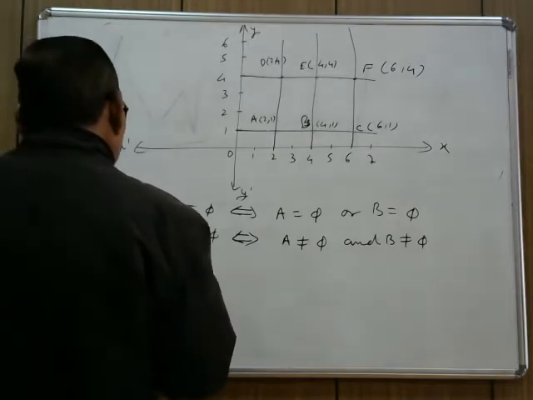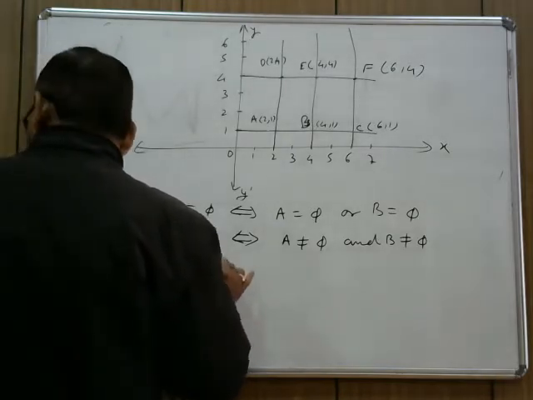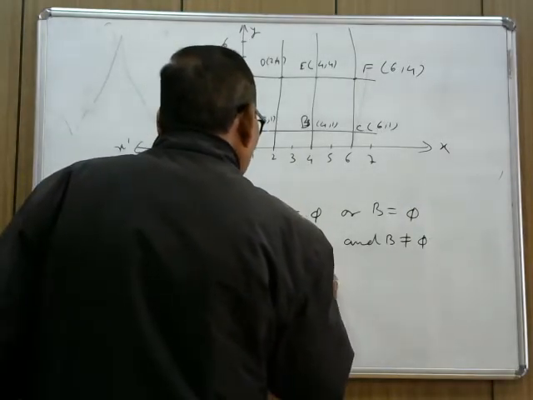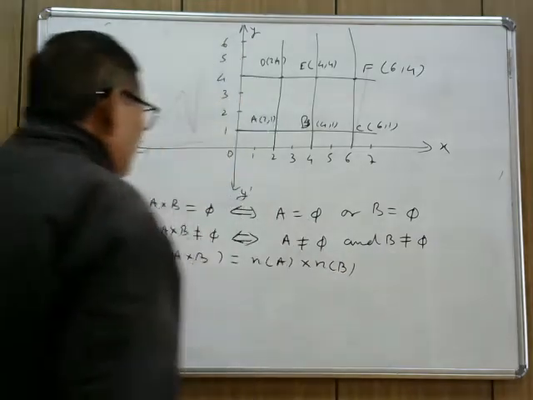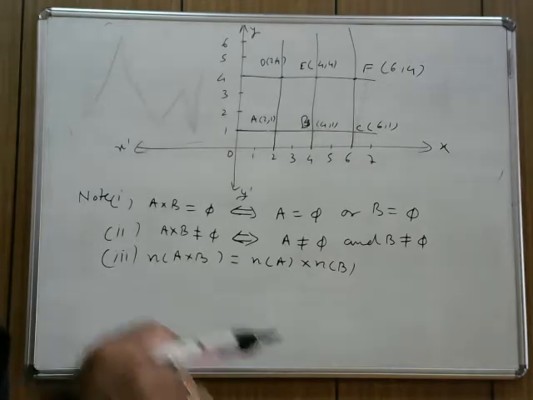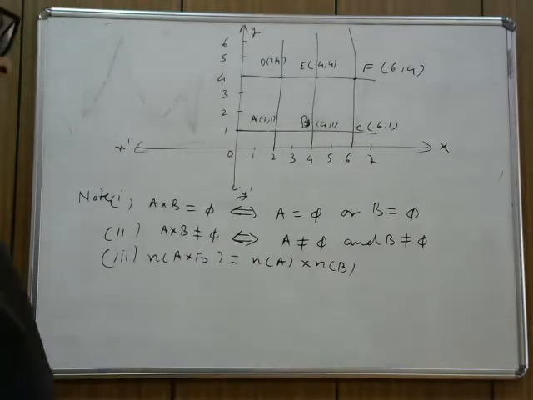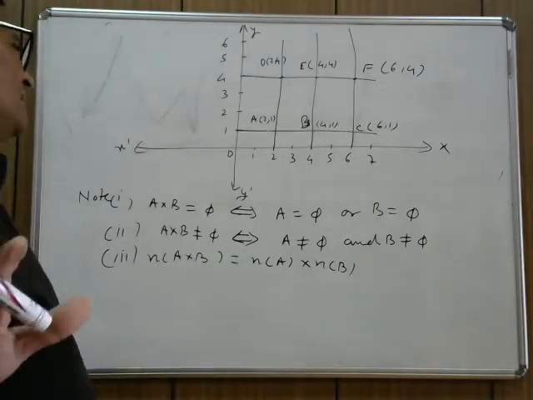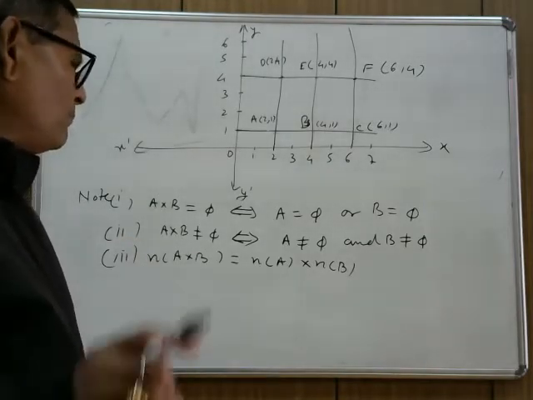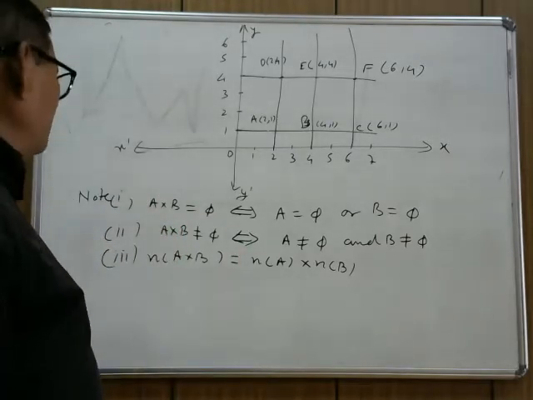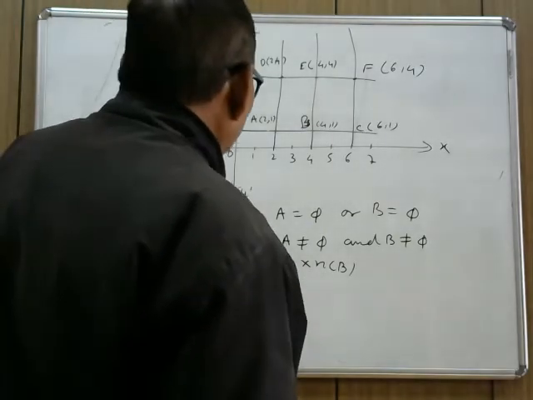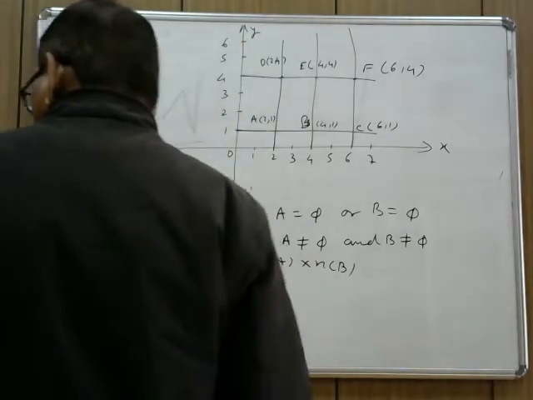Now the third point. The number of elements in A cross B is the number of elements in A multiplied by the number of elements in B. Once again I am repeating the whole note. Note 1. A cross B is the null set if and only if A is the null set or B is the null set. A cross B is not an empty set if and only if both sets A and B are not empty. And the number of elements in A cross B is equal to the number of elements in A multiplied by the number of elements in B.